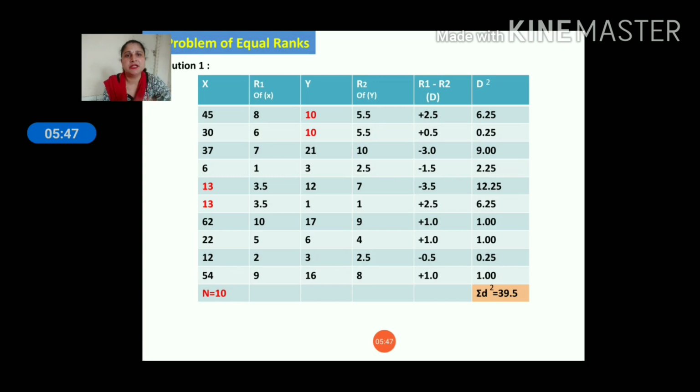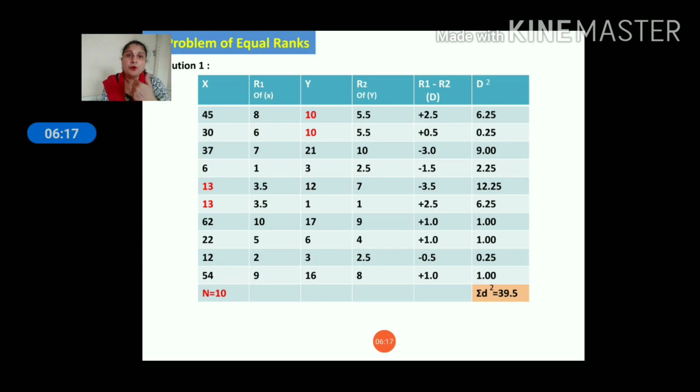Suppose one more 13 was there. So what to do? 3 plus 4 plus 5. 3 plus 4, 7. 7 plus 5, 12. And now 2 we will not write because 3 values have been shared. So we will write 3. Here only 2 are shared. So 3 plus 4 divided by 2. We have got 3.5, 3.5.